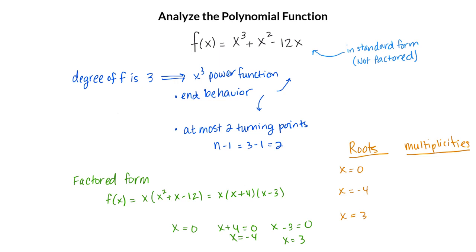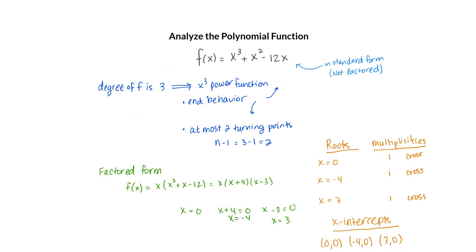And whenever you have an odd multiplicity, we know that these roots will be crossing roots at the x-axis. So my x-intercepts are (0, 0), which is also the y-intercept, (negative 4, 0), and (3, 0). These points will be useful when we try and graph this polynomial function.